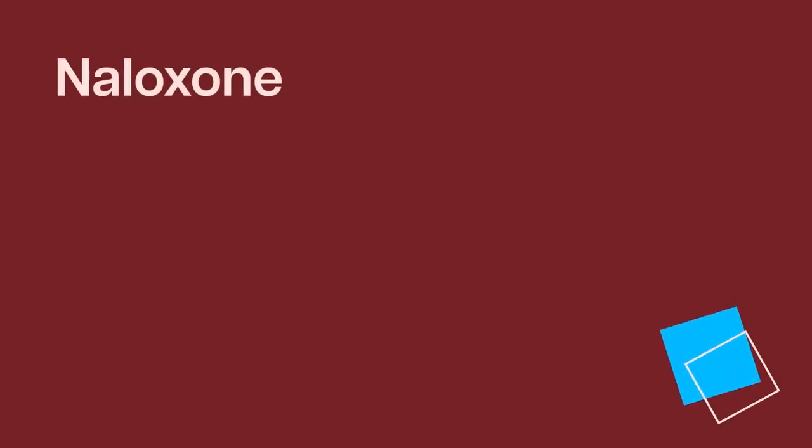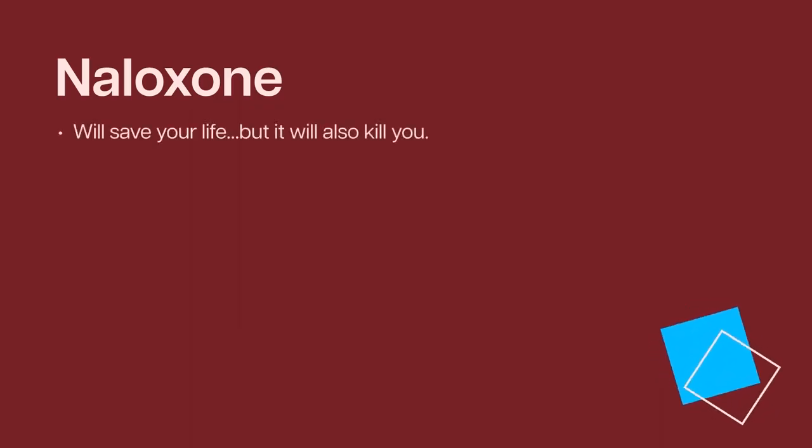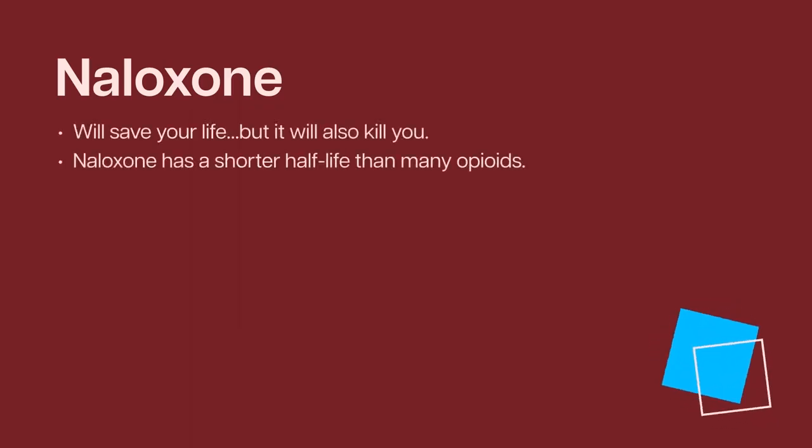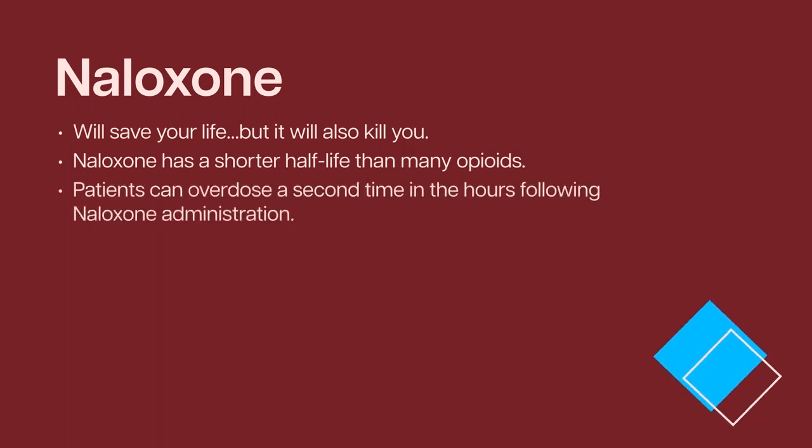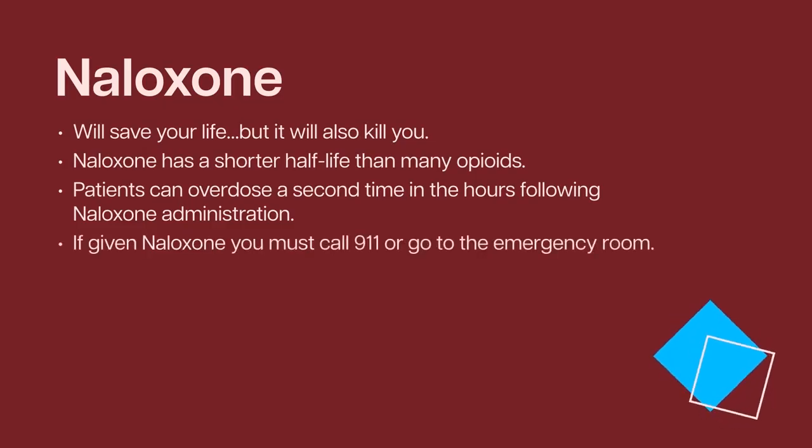There are some key things that patients must understand about naloxone. First and foremost, that it will save your life, but that it can also kill you. Naloxone has a shorter half-life than many opioids, so patients who overdose can overdose a second time in the hours following a naloxone administration. Patients must call 911 or go to the emergency room if they receive naloxone, even if they feel fine after its administration.